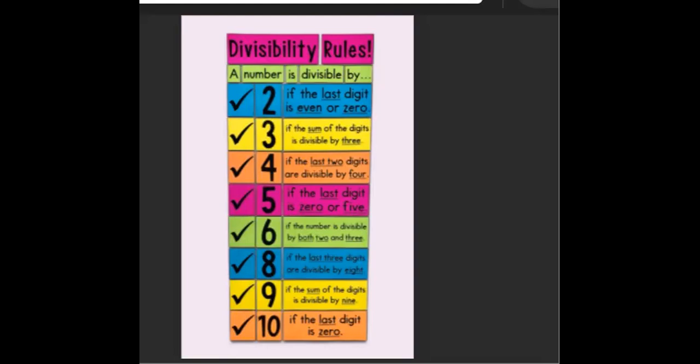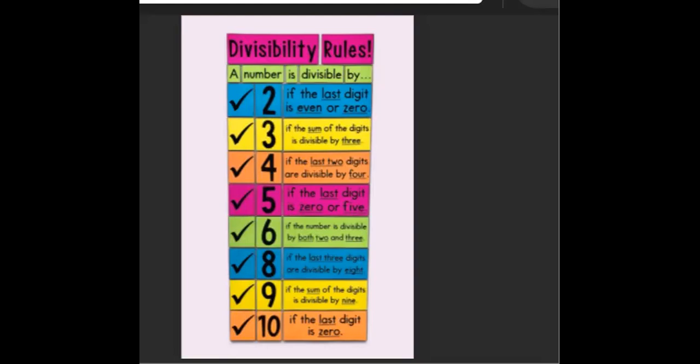Now for 6, the rule is if the number is divisible by both 2 and 3. Let's talk about 12. Now 12 is divisible by 3, and 12 is also divisible by 2. So it would be divisible by 6, right?